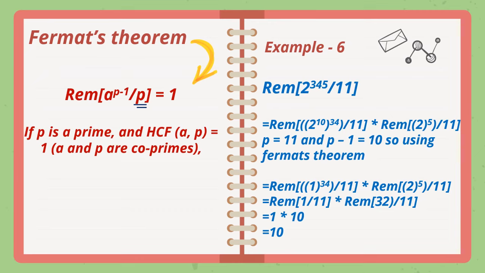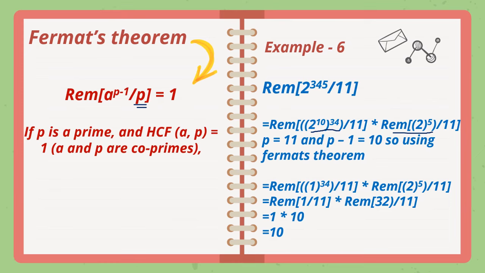Let's take one example here. 2 to the power 345 divided by 11. I cannot directly apply this because it is divided by 11 and the power is 345. So I cannot relate it to p and p minus 1. So I'm going to reconsolidate it. 2 to the power 345 can be written as (2 to the power 10) to the whole power 34, times 2 to the power 5, divided by 11. So this becomes 340 plus 5, which is 345.